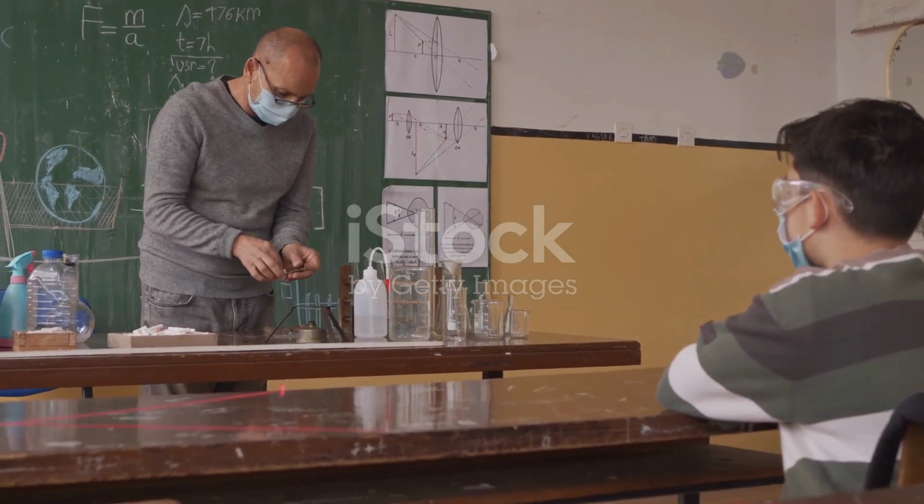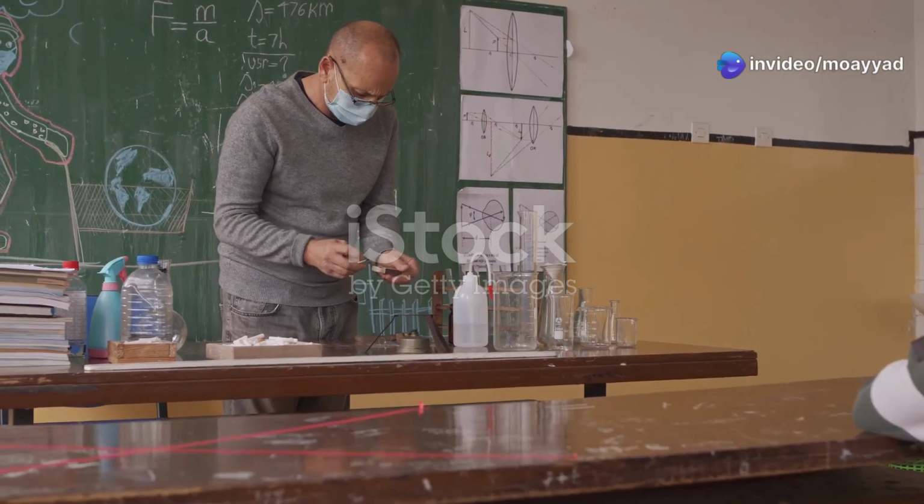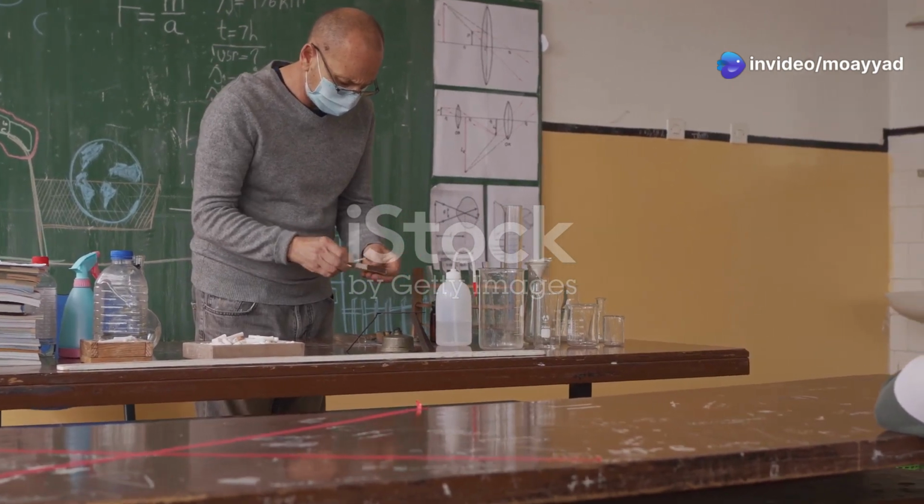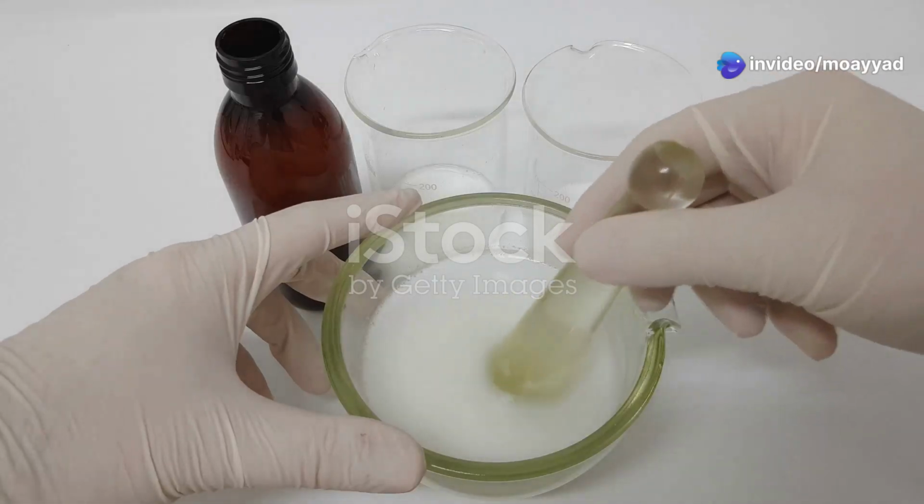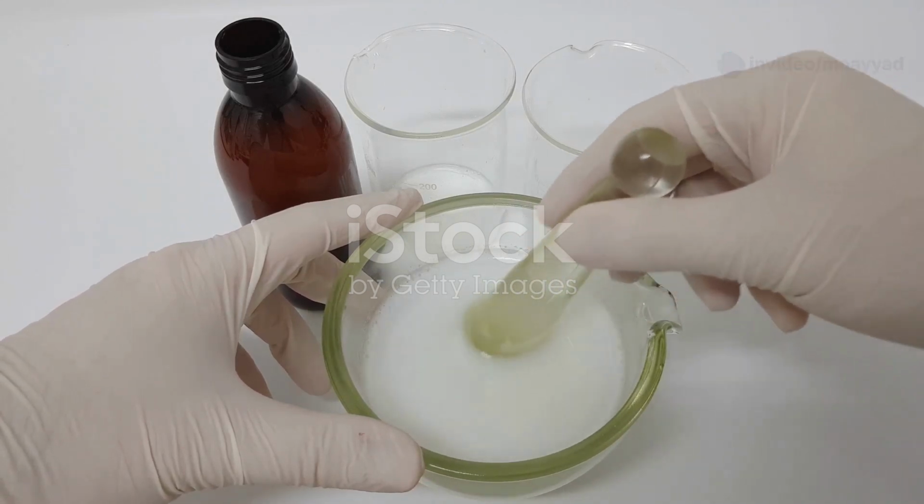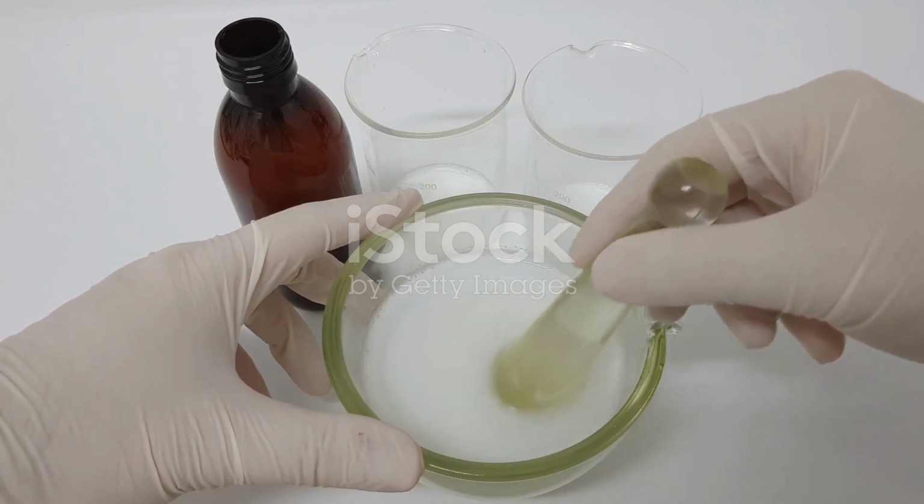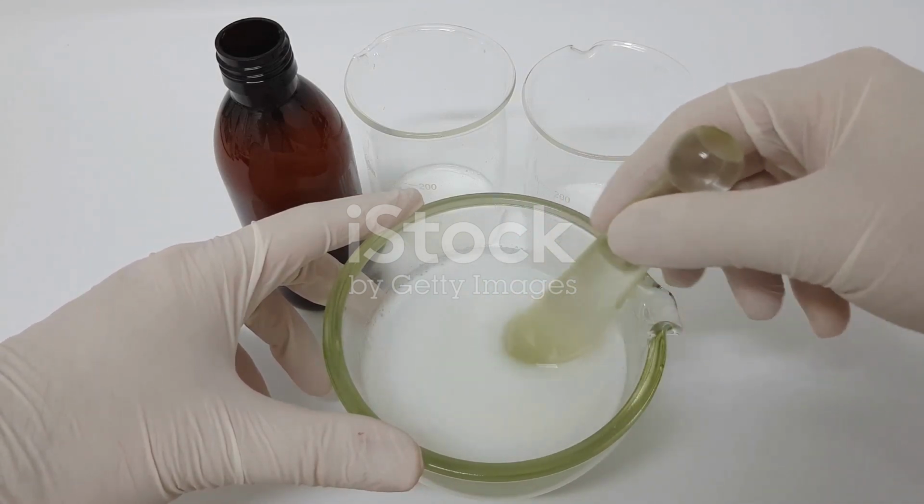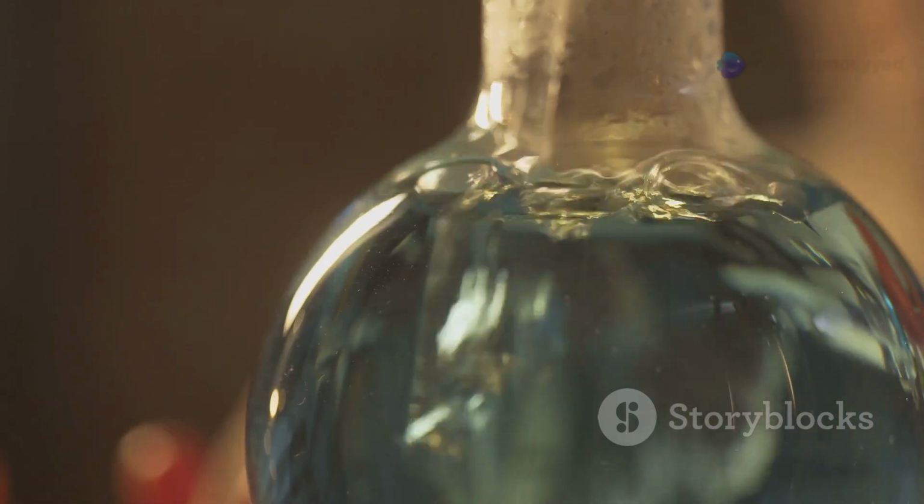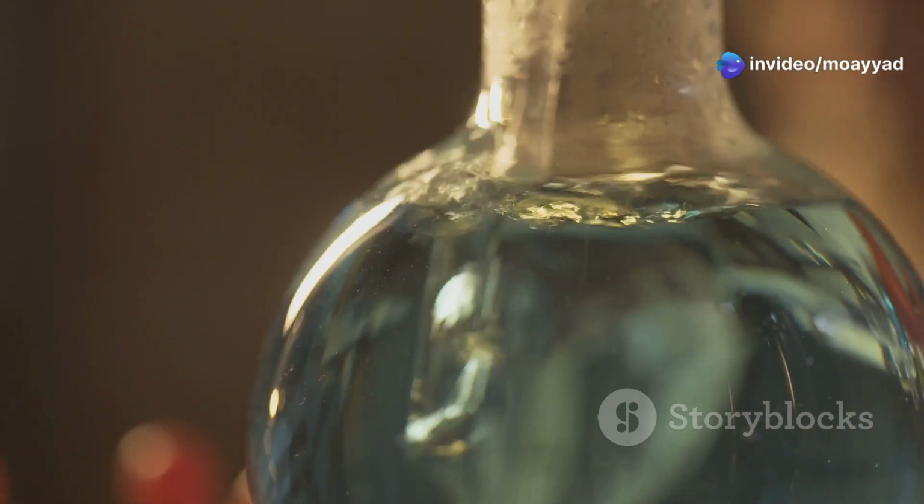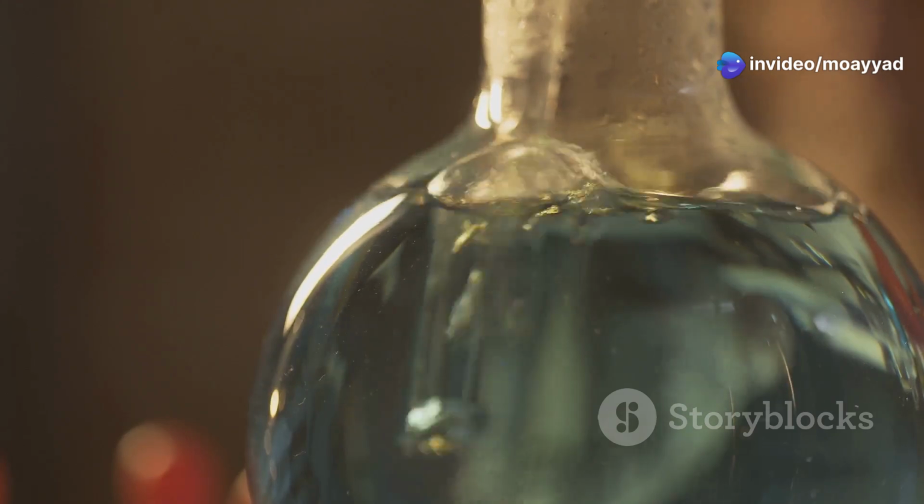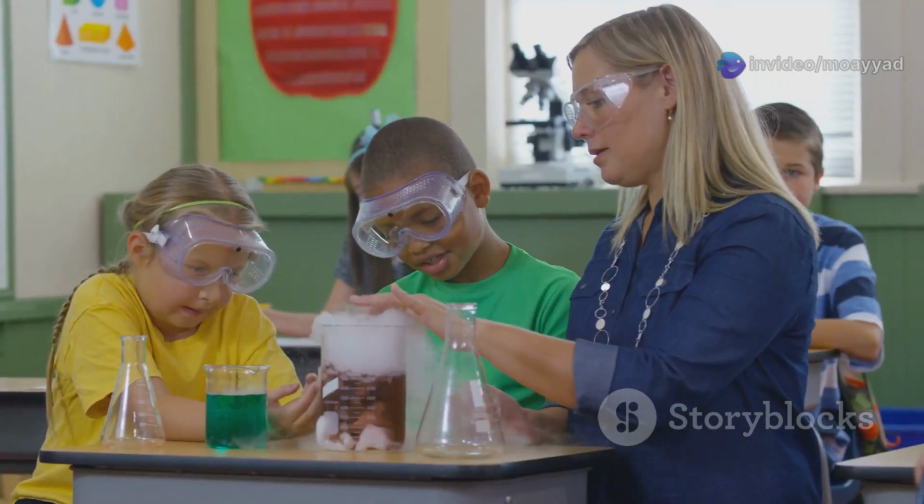Let's put our stoichiometry skills to the test with a classic chemistry experiment, the decomposition of potassium chlorate. In this experiment, we heat solid potassium chlorate, a white powder, in the presence of a catalyst, usually manganese dioxide. What happens next? The potassium chlorate breaks down, releasing oxygen gas and leaving behind solid potassium chloride. It's like watching a magic trick.